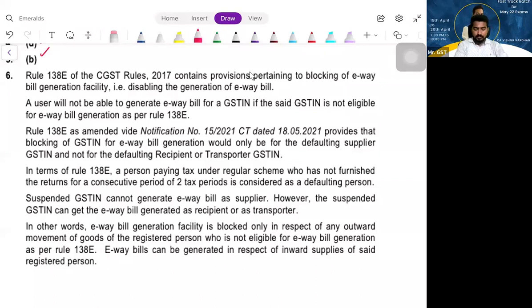Should the rule number be mentioned, sir? Not mandatory. If you remember, fine. Otherwise, no issues. Don't worry.